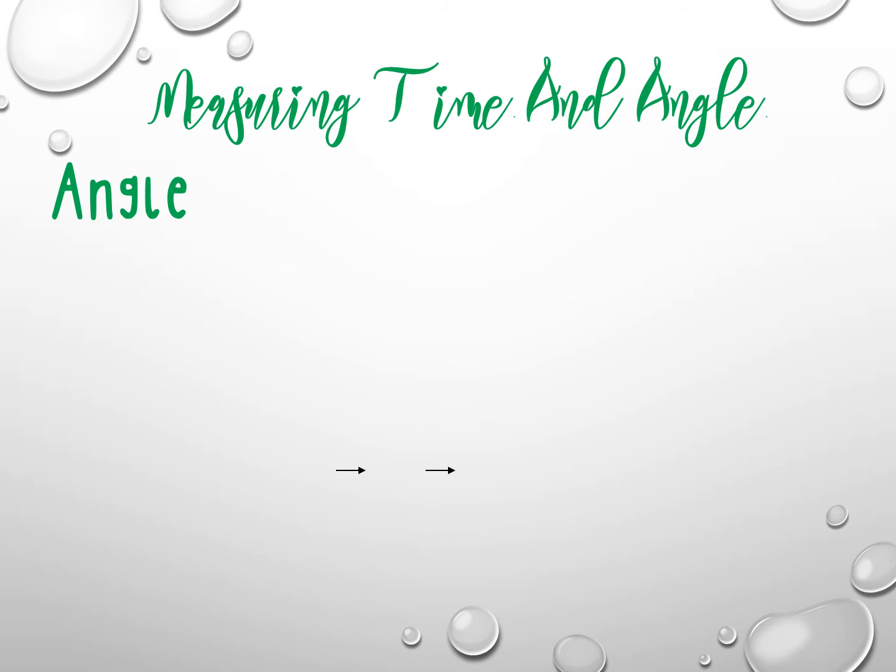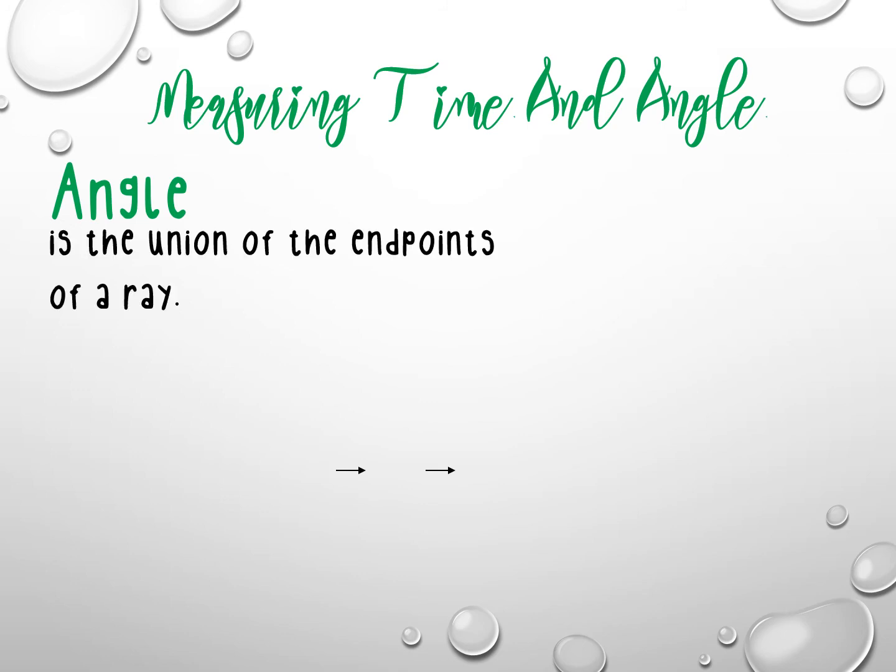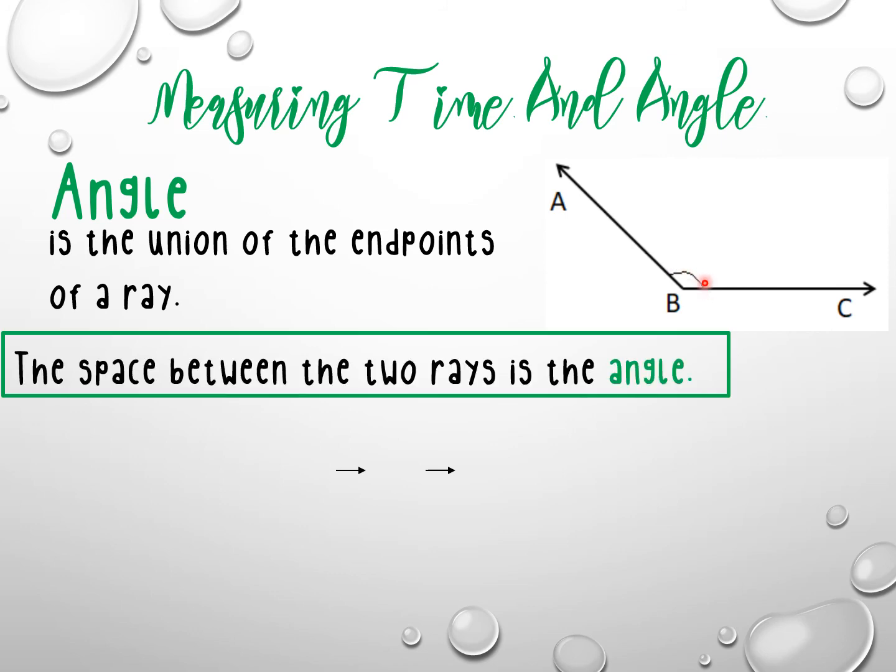Let us talk about the angle. Angle is the union of two endpoints of a ray. So this is the two rays. Alright, so the first ray is BA and the second ray is BC. The union of the endpoints of those rays is called the angle. So ito yon yung B dito. This is called an angle. The space between the two rays is an angle. Ito siya. Ito yung tinatawag nating angle.